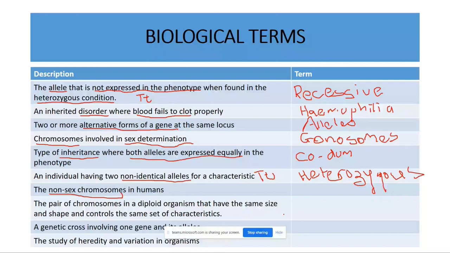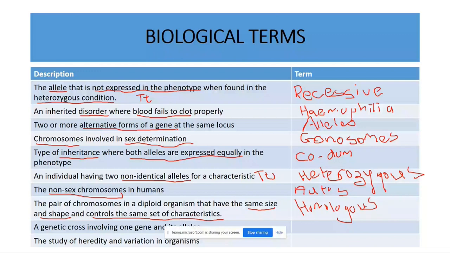The pair of chromosomes in an organism that has the same size, same shape, and controls the same characteristics, they are homologous. So from this information, if they ask me, what are the characteristics of homologous chromosomes? Same size, same shape, controls the same set of characteristics.